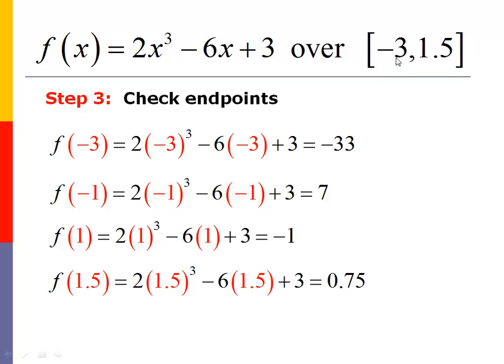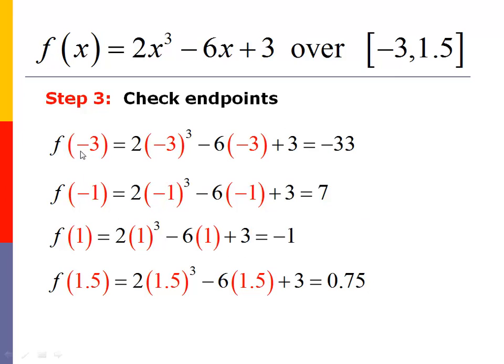So basically what I'm doing here is I'm taking the -3, plugging it into the function, crunching it out, and I get -33. And then I have the two critical values, my -1 and 1 that we got when the derivative was equal to 0. Plug those in, got 7 and -1. And then I take the other endpoint, 1.5, plug it into the formula, crunch it out, and I get 0.75. So now what I have are the 4 key points where any max or min is going to happen. It's going to happen when the derivative is equal to 0 or at the endpoints.